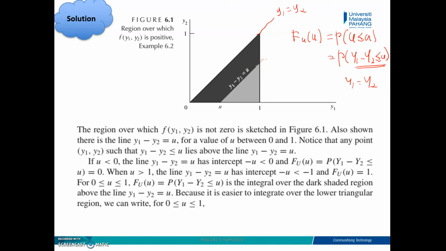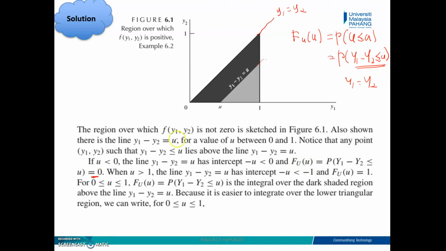Okay, let's say that if u is less than 0, the line y1 minus y2 equal to u has an intercept of negative u, which is less than 0. That means if you just put, let's say, u equal to negative 1, we can see that the intercept of this line y1 minus y2 will be the negative value of u. And then the distribution function F(u) will be equal to 0.